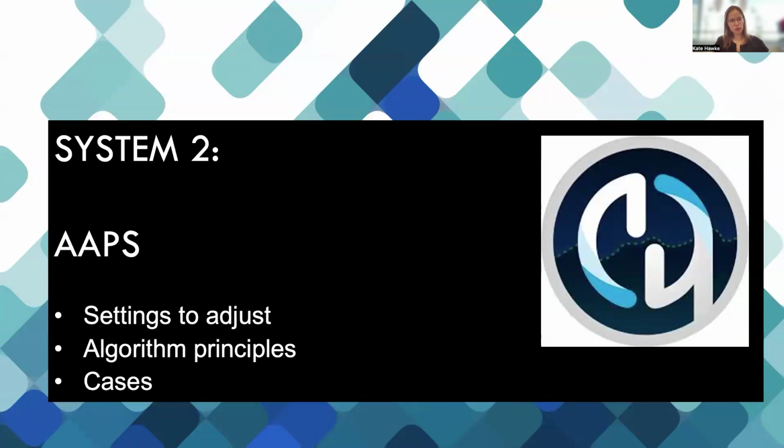I'll move along to Android APS. And once again, we're going to have settings to adjust, algorithm principles, and cases.